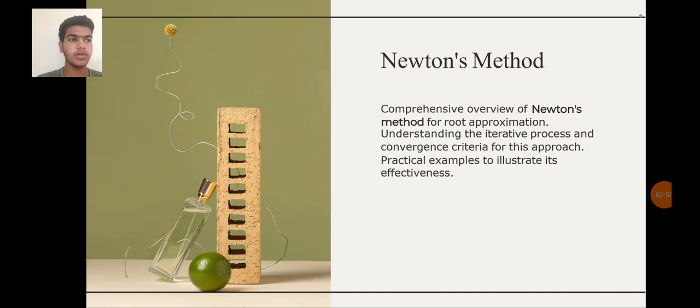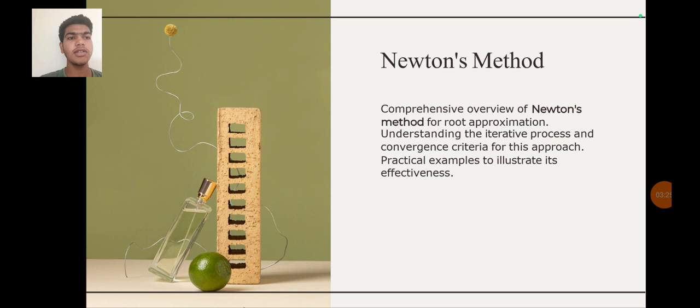So the second one is Newton's method. So what is Newton's method? It is a comprehensive overview of Newton's method for root approximation. There are different Newton's methods. This is a method for root approximation. Understanding the iterative process, iterative which means the repeated process, and convergence criteria for this approach. Practical examples to illustrate its effectiveness.